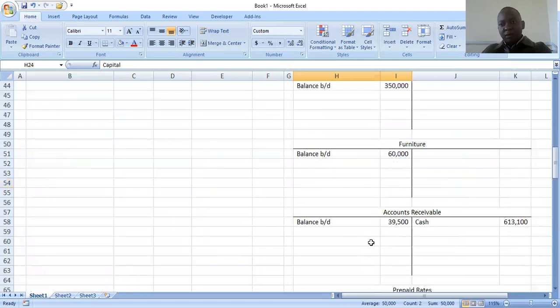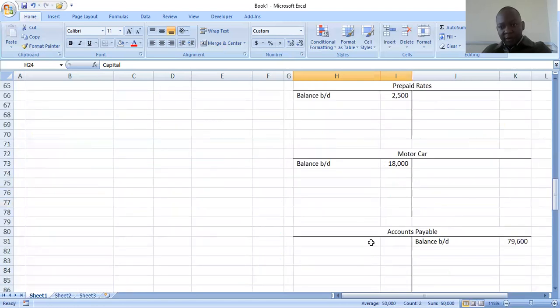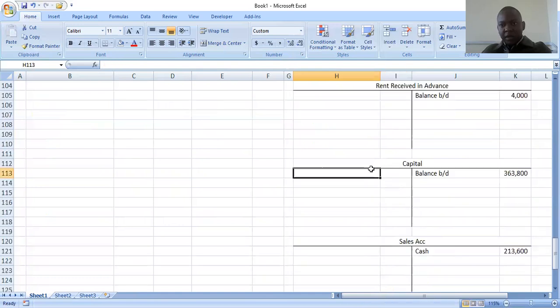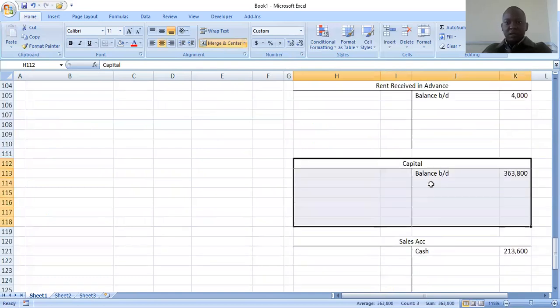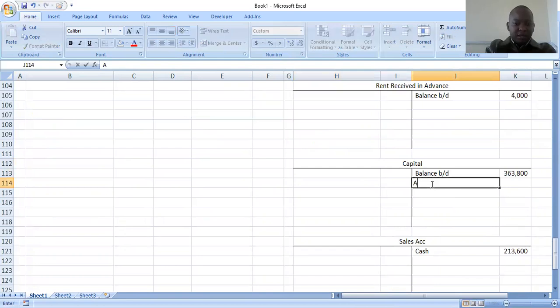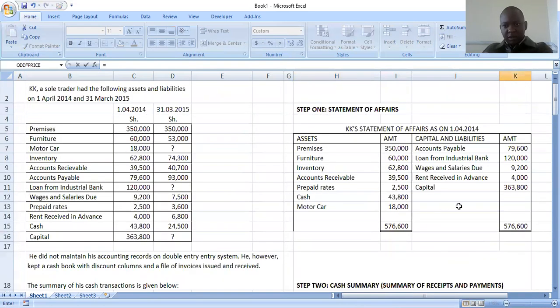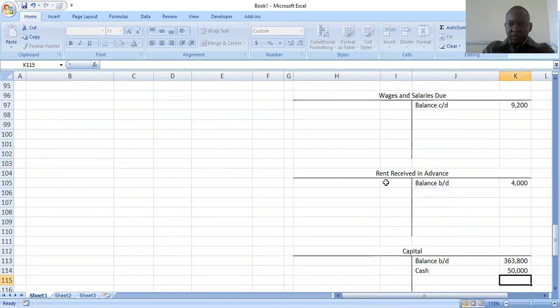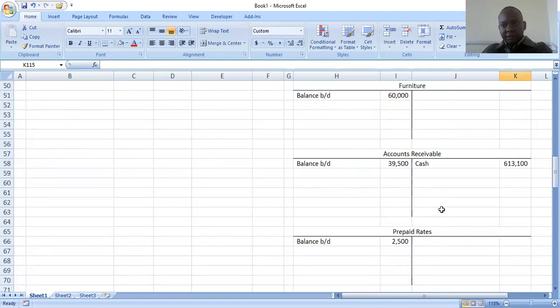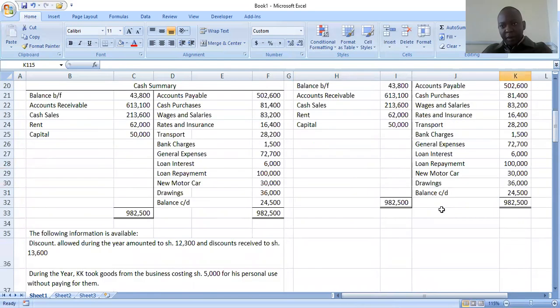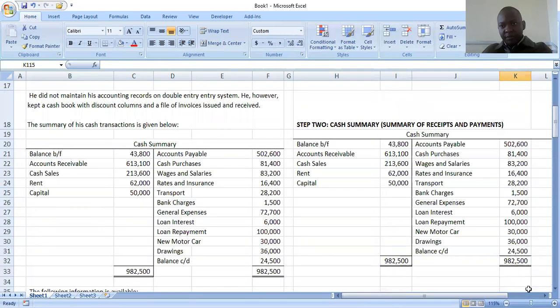And you have the capital account already, here. So you credit the capital account, that is by cash, and the amount that you are crediting capital with is 50,000 shillings, to show that capital of the business has increased. Then we move on to the other transaction.